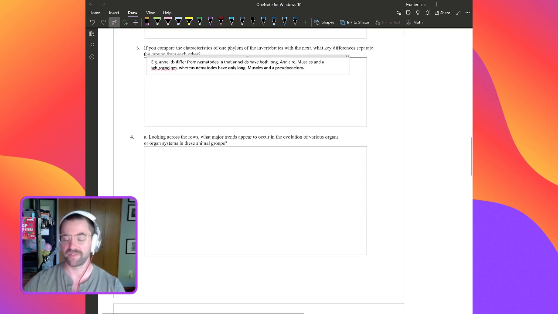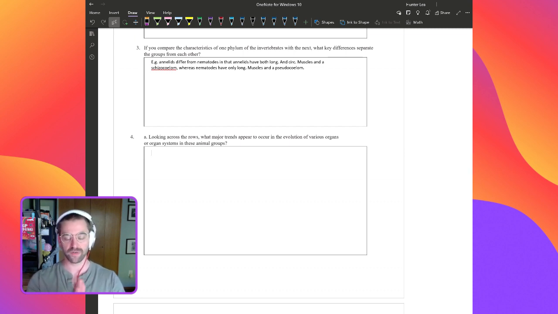So pick a couple of these, look at the defining characteristics between them, between columns, and make those comparisons. This will really help you start to not memorize per se, but understand the key differences between them. And failing that, at least be able to recognize trends as you get towards more recent evolutionary organisms.